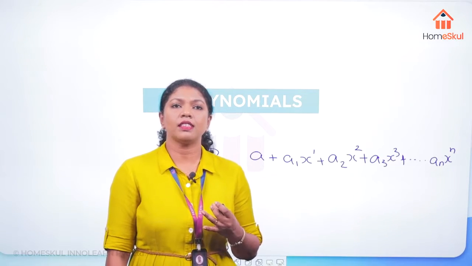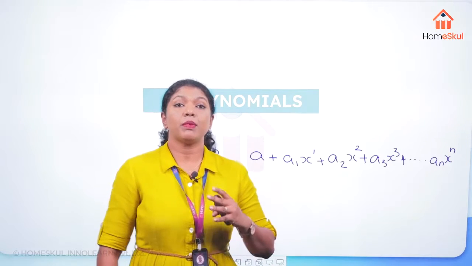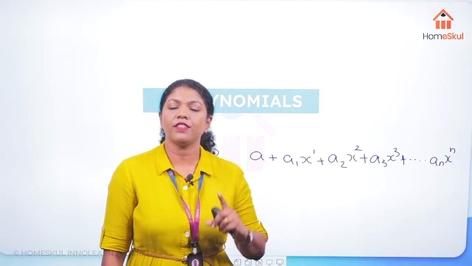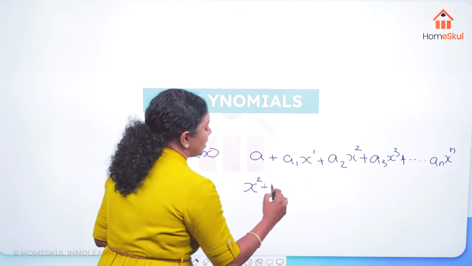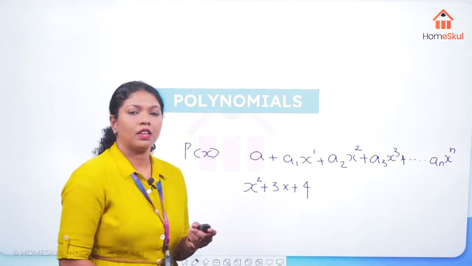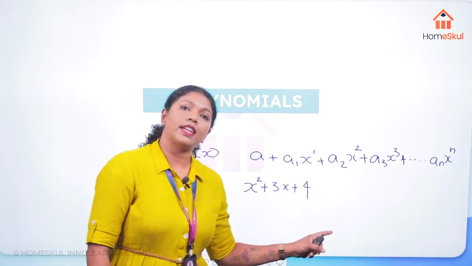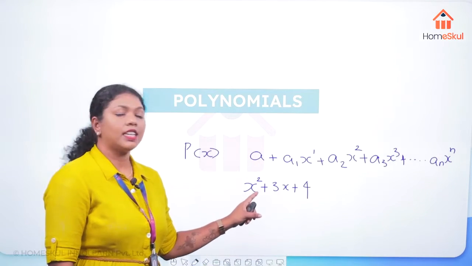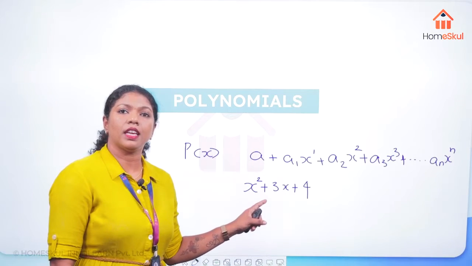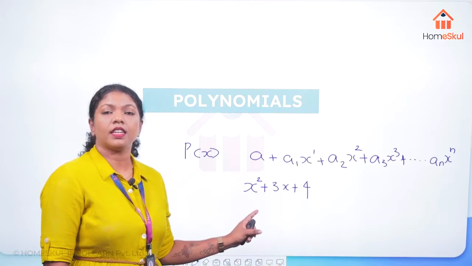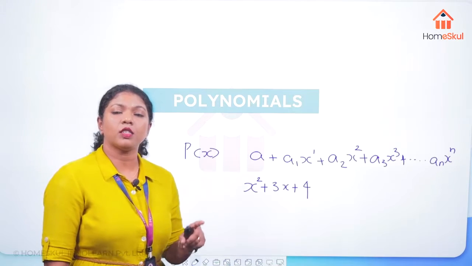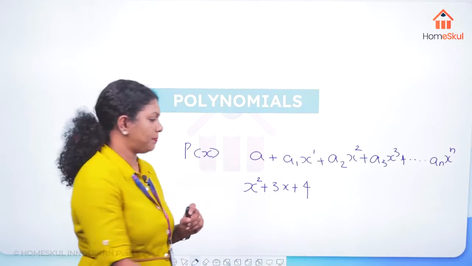So there are linear polynomials, quadratic polynomials, cubic polynomials, etc. It depends upon the highest power of the variable. For a polynomial in x, how will you determine the degree? For example, x square plus 3x plus 4. Here this is a quadratic polynomial. The degree is 2. How do you determine the degree? By looking at the variables, look at the highest power. Here it is x square. So the highest power gives the degree of the polynomial.